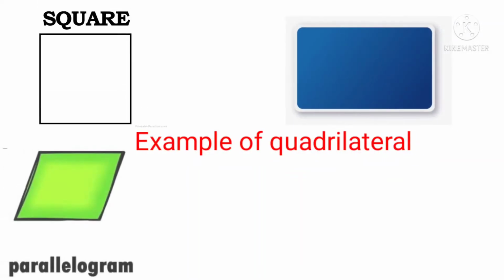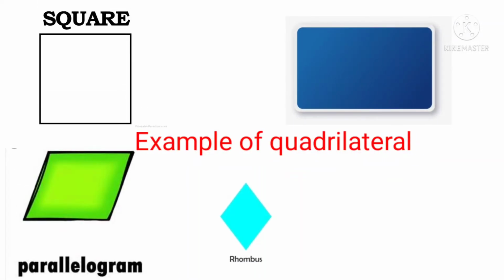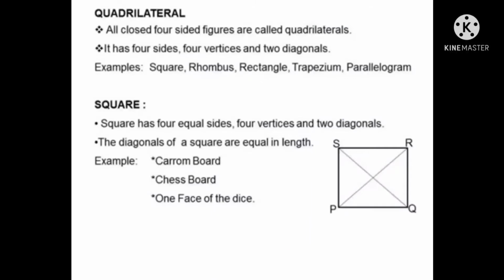Next, examples of quadrilaterals: square, rectangle, parallelogram, rhombus and trapezium. These are examples of quadrilaterals. We have to see them one by one briefly. The first one we take is the square.